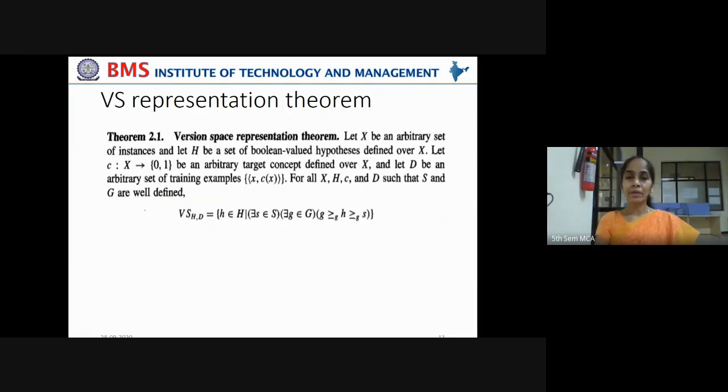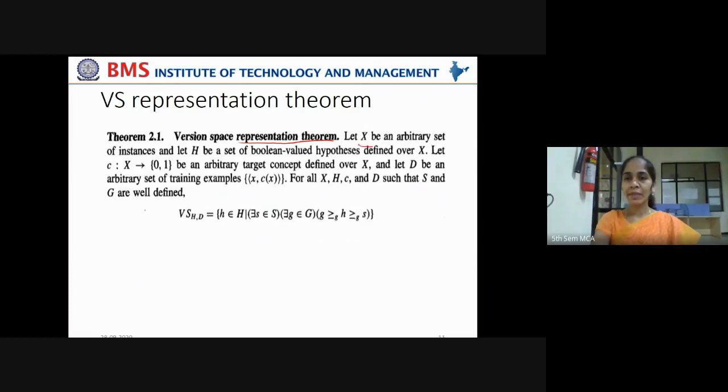Now, what is the theorem that is represented by this version space? We can define a theorem like this, the version space representation theorem. Let X be an arbitrary set of instances, meaning a random set of samples. It can contain any day's data. If we take the example of a friend enjoying the water sport, it can contain some days' set of data. Next time when a different sample is taken, it can contain a different set of days of data, right? So we call it an arbitrary set, a random set.